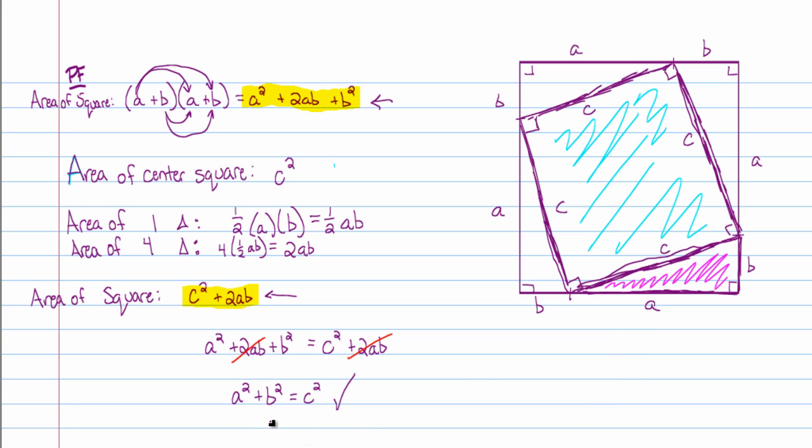So if a and b are the legs of a right triangle, and c is the hypotenuse, then a squared plus b squared must equal c squared. And that is the end of the proof. Let's go ahead and use this.